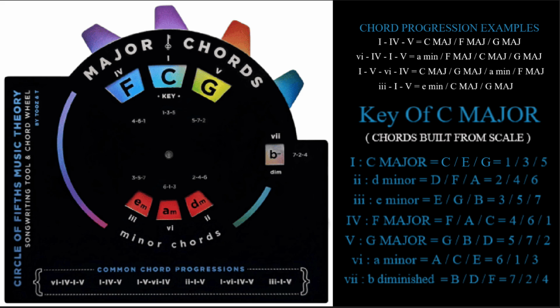Our next one begins with a lowercase Roman numeral, letting us know that our chord is minor, followed by uppercase 4, uppercase 1, uppercase 5. So in the key of C, that will be an A minor, followed by an F major, followed by a C major, followed by a G major. And then a couple more progressions listed following that same logic.